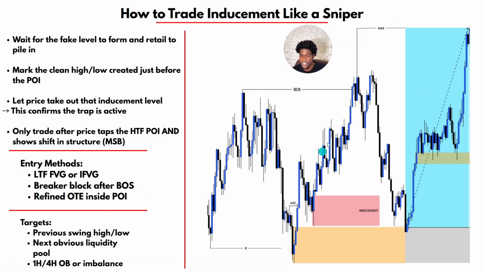And then for the targets, just like I stated, is the previous swing high or low, or the next obvious liquidity pool, or just a 1 hour or 4 hour, or just an imbalance. So if you don't see a higher time frame old high like this, but for me, I always target old highs or old lows. I never get greedy. I teach my students to never get greedy, because the markets are never too perfect. So you never want to get greedy and want price to keep going.